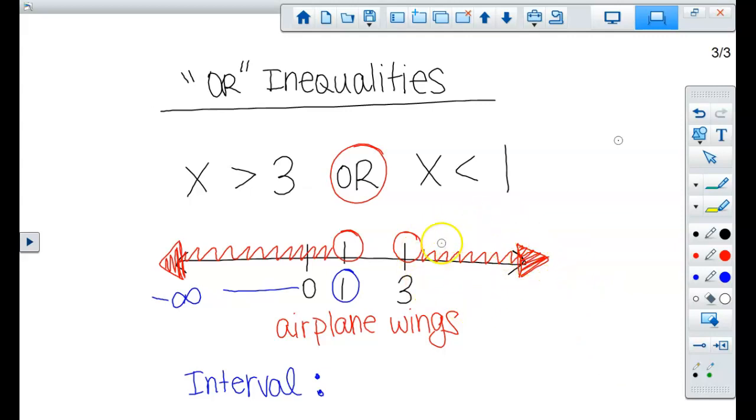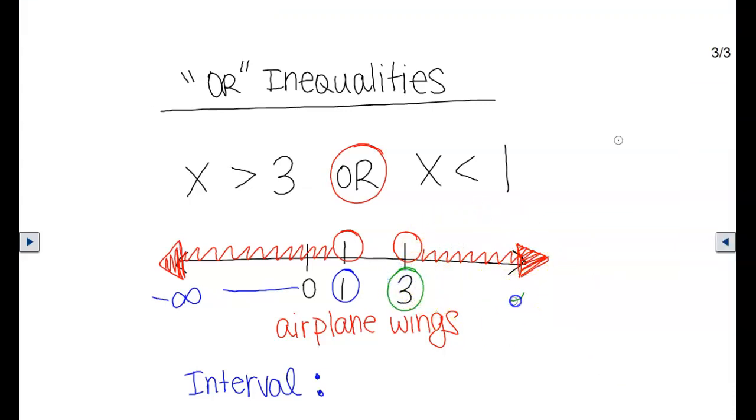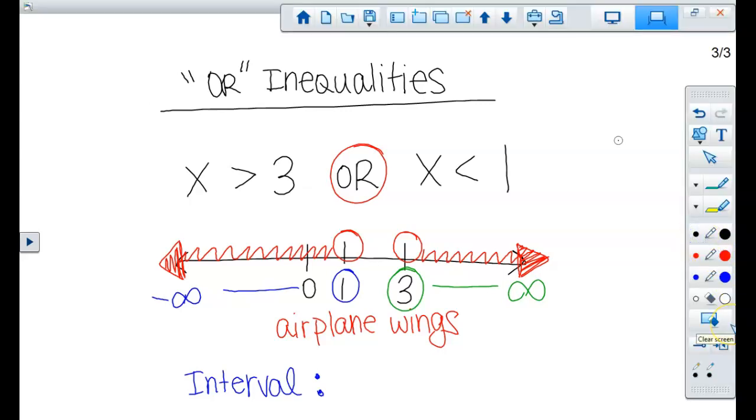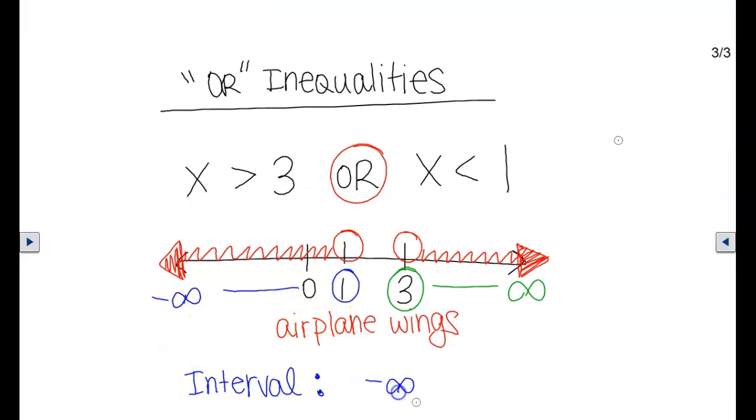And then I've got this ray, which is 3 to infinity. I've got two rays, two shaded areas on this thing. So when I write my interval, I'm going to have to write both of those. So for this part over here, I'll do it in blue. For this part over here, my two values are negative infinity to 1. Remember, work left to right, smallest to largest, parentheses and parentheses, because neither one of those numbers is included.